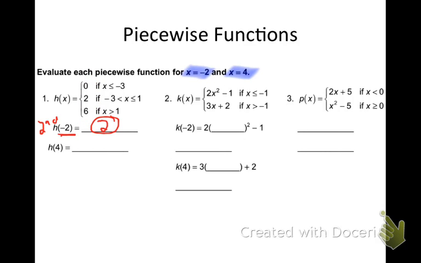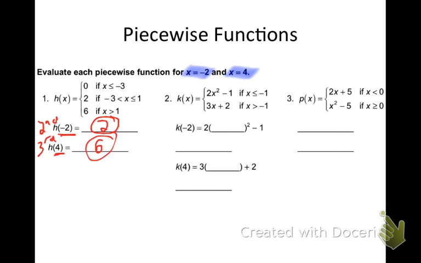And then I have 4. Which piece would that fall into? The first, the second, or the third? That falls under the third, because that is greater than 1. So when I plug it in there, what do I get out? I get 6. That's my answer. And again, those are piecewise functions, so pieces of functions.